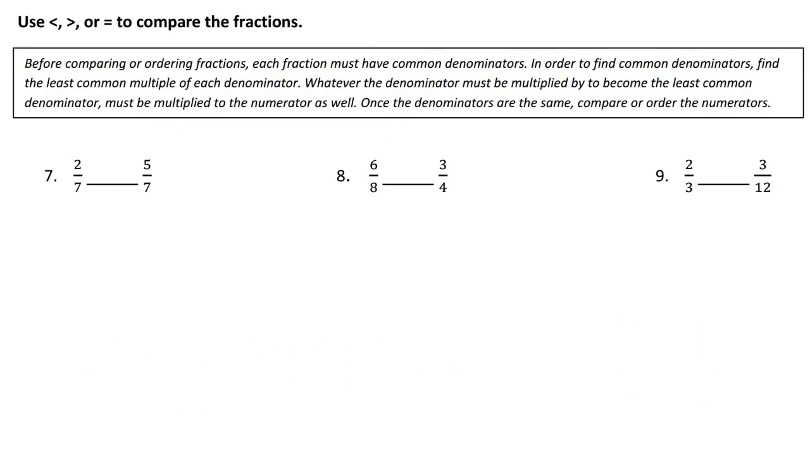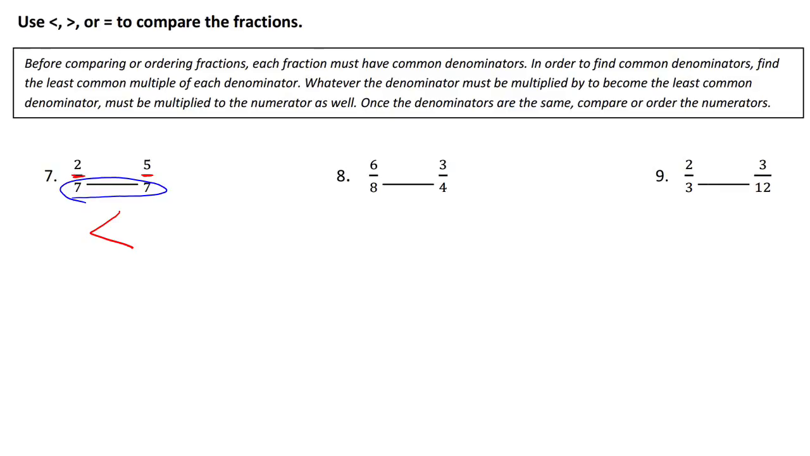So now we're going to use less than, greater than, or equal to compare these fractions here. For number 7, we notice that our denominators are the same. So if your denominator is the same, let's compare our numerators. Which one is bigger, 2 or 5? We know that 5 is bigger, so we're going to use the less than symbol to say that 2/7 is less than 5/7.